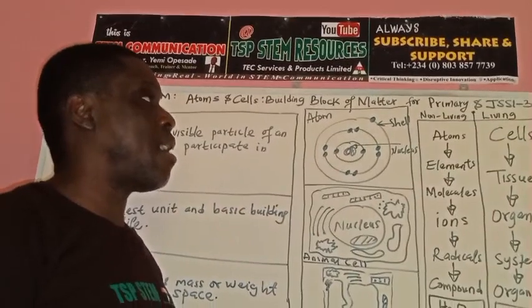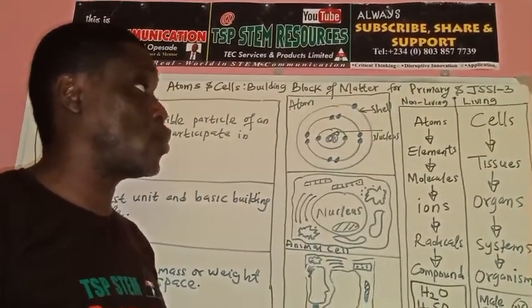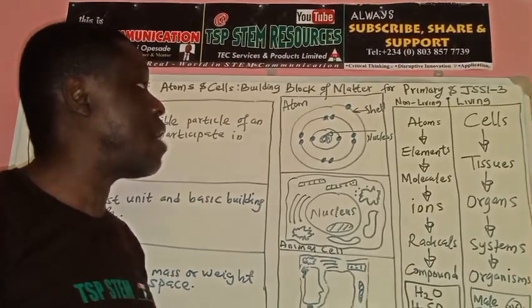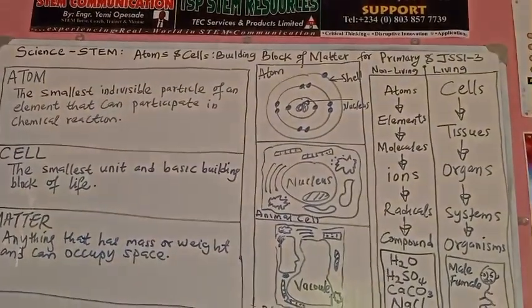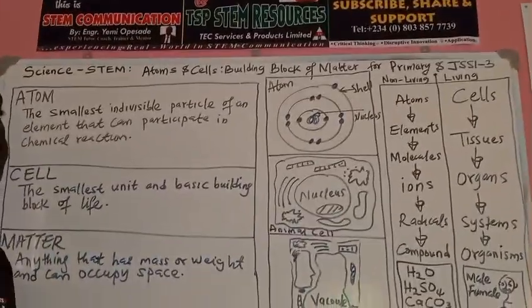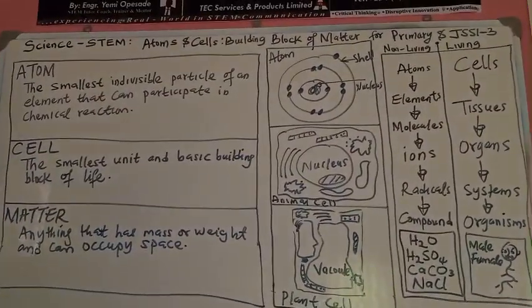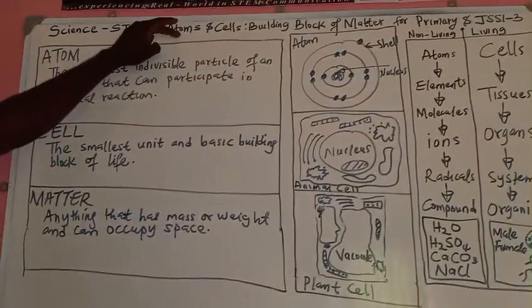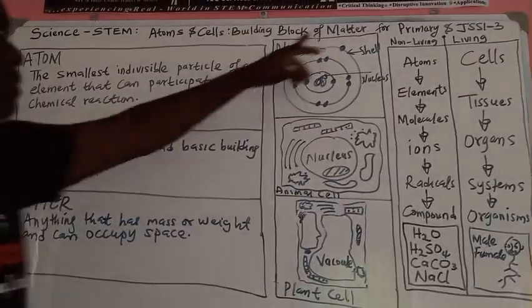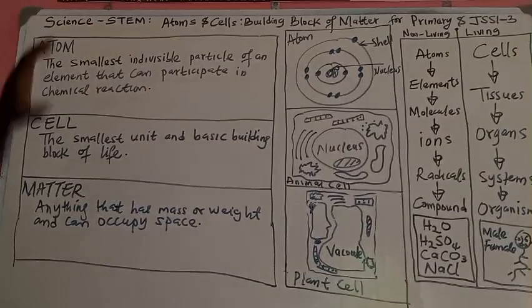It could also be very useful for students that are beginning subjects like chemistry in the senior class, the SS1, the year 1 senior high school students. They can find this very fundamental, a foundation on which to begin to build their scientific knowledge at a higher level. Now, there are three terms that make up this topic: atom, cell, and matter. We shall be looking at them one by one.